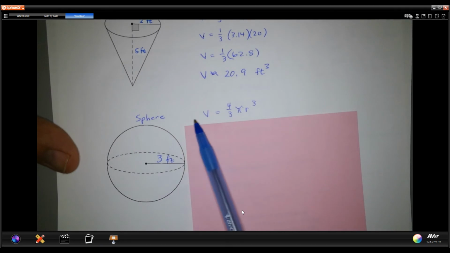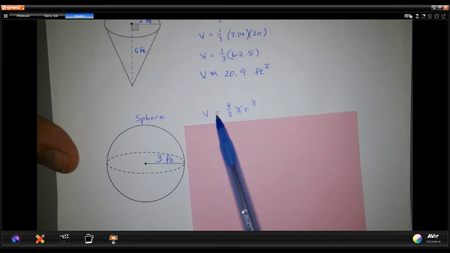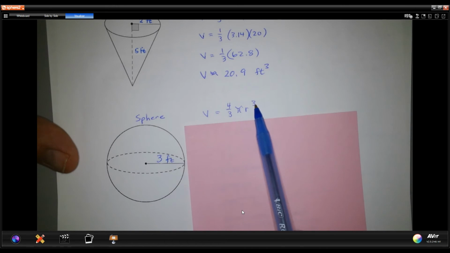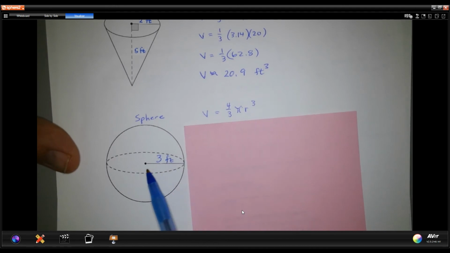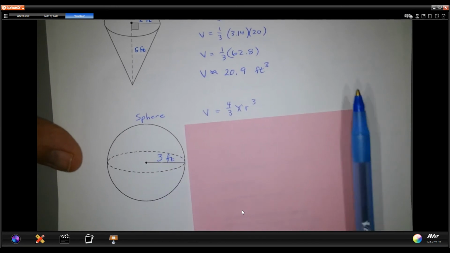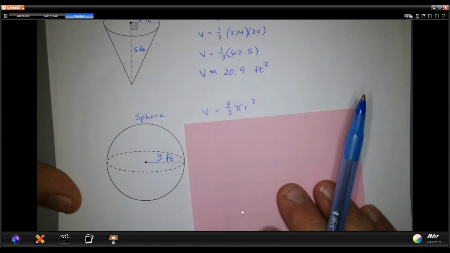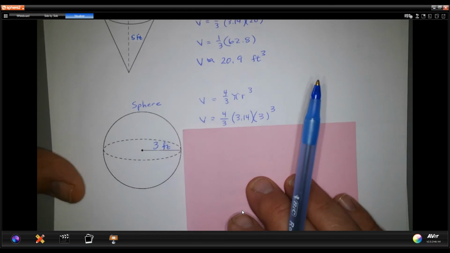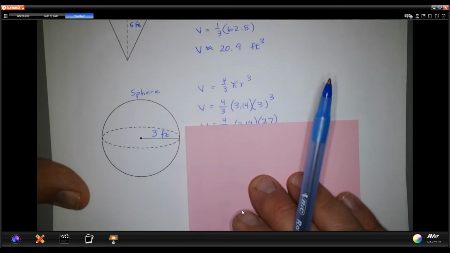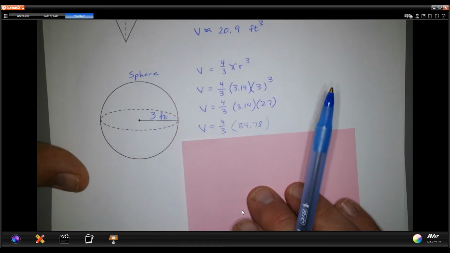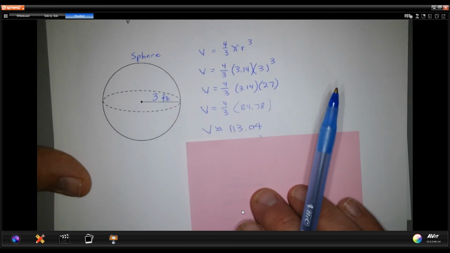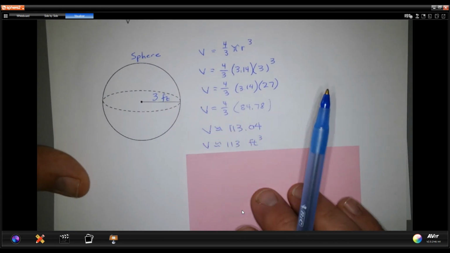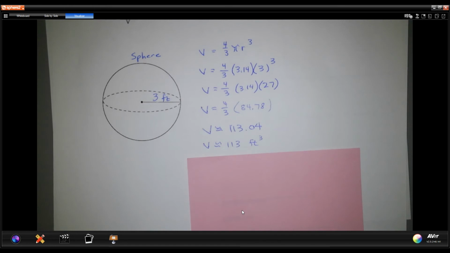A sphere uses the formula where the volume is equal to 4/3 of pi times the radius cubed. The reason for the radius cubed is because we have multiple dimensions here with a sphere that all go in different directions, but the principle is the same, where we substitute our known values, we do our multiplication, and then we get our volume and round it to the nearest tenth.